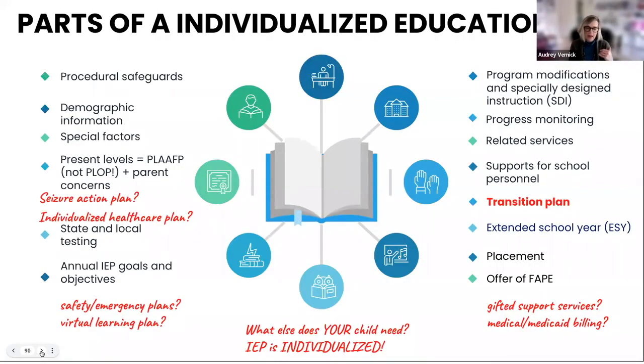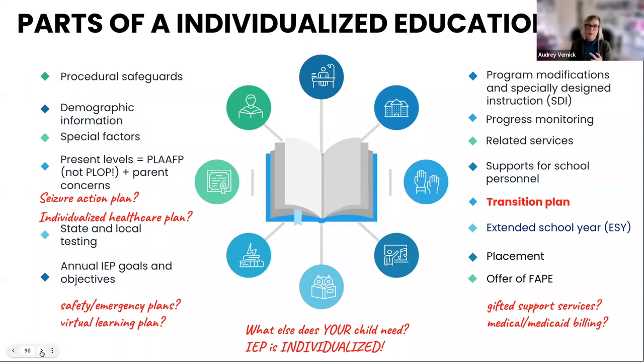So at the beginning, I talked about the parts of the individualized education plan. There are some things we didn't talk about today. We just don't have time, so I have covered them in other webinars. If you have questions about these, I'm happy to talk more about it another time. Does your child have a seizure action plan, an individualized healthcare plan? Those may include a safety and emergency plan, right?